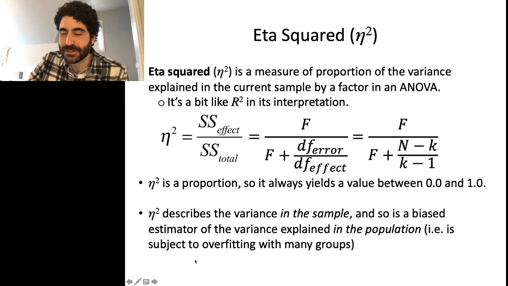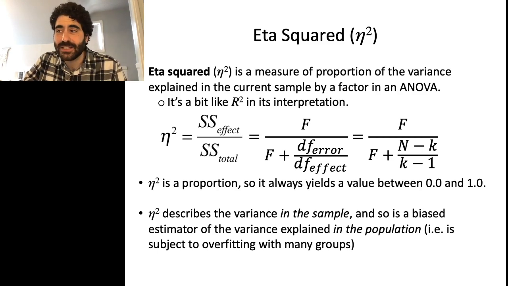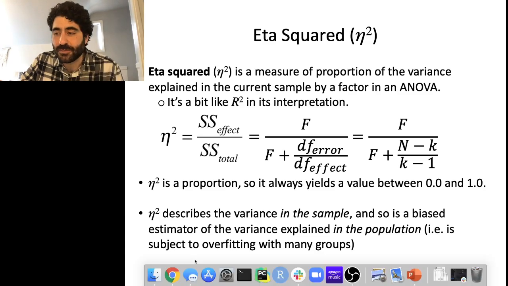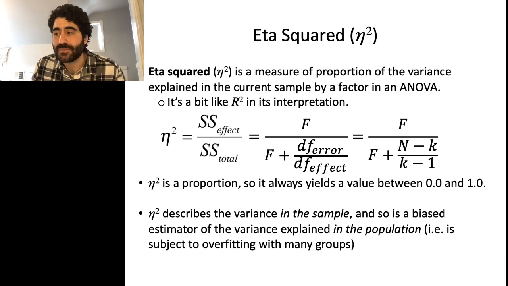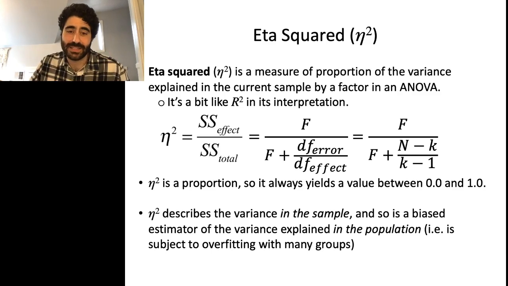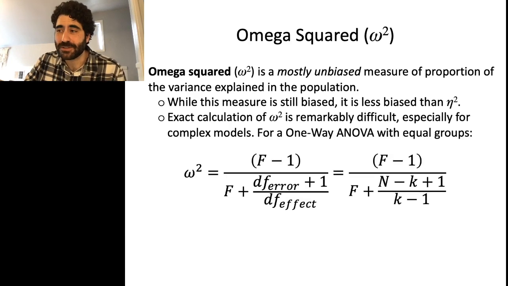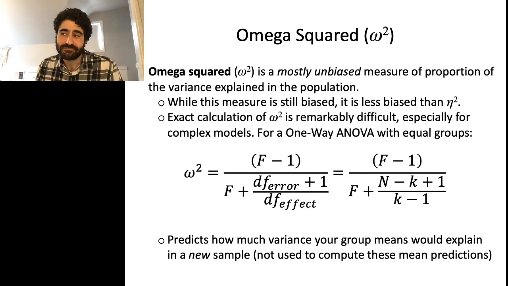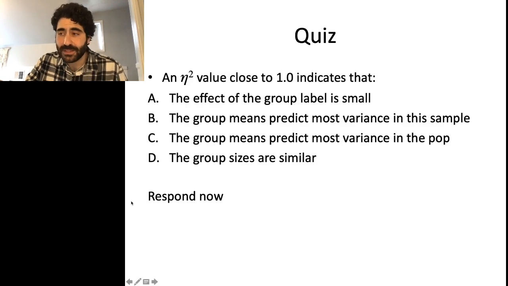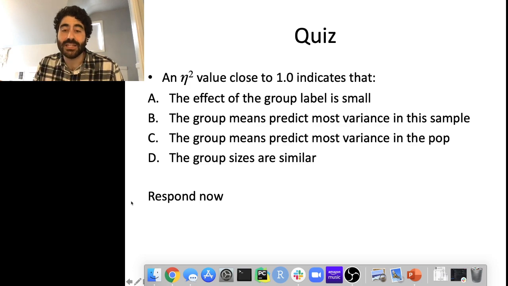So, right, the first measure I introduced was eta squared, which is the more traditional ANOVA measurement, which is measuring in this particular sample how much of the variance we can explain with these means. We're going to derive the means from the sample and then predict back in the same sample. The more sophisticated thing here is omega squared, where we're trying to predict how much variance we would explain in a new sample that we didn't derive these means from. Right, and so the answer to the quiz here is that an eta squared close to 1 is B, which is saying that the group means are predicting most of the variance in this sample.